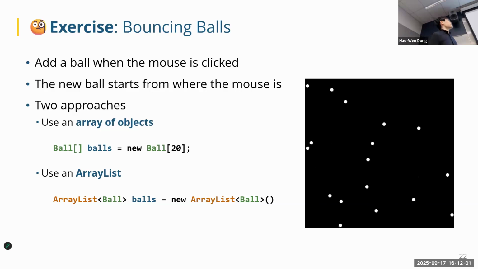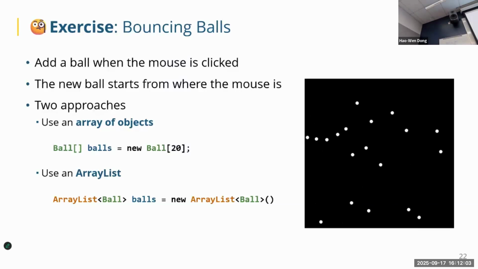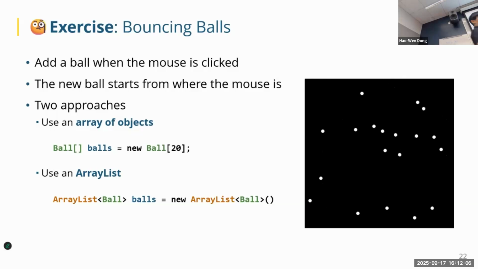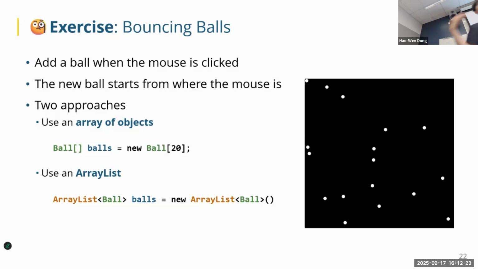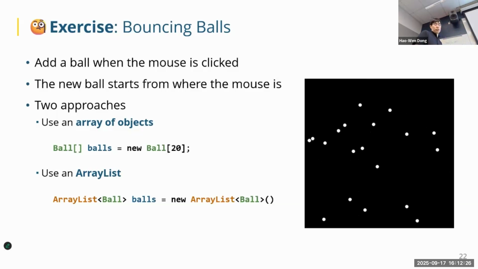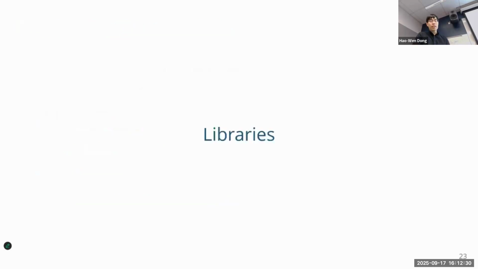For the array, there's no way you can get more balls beyond 20. There's also a way that you can dynamically increase the size of an array. If you're running out of space, then you create a larger array and copy everything in the previous array to the new array, and you keep expanding it. That's one way, but for this, you will just dynamically grow that list. Cool.